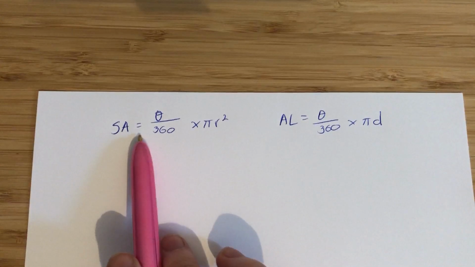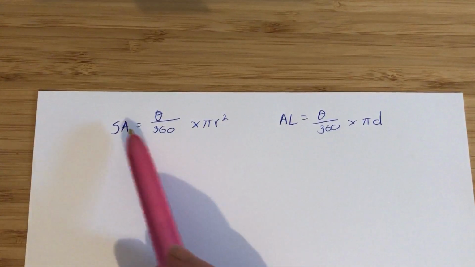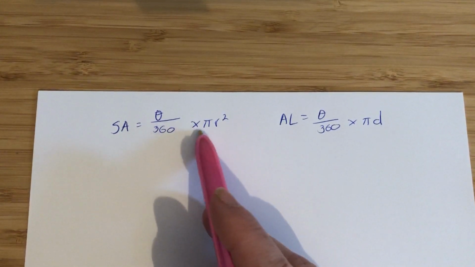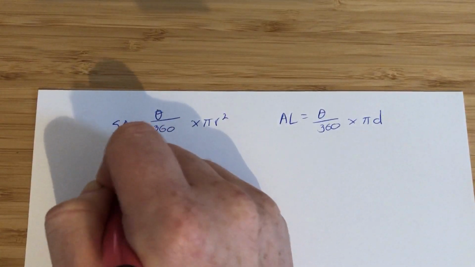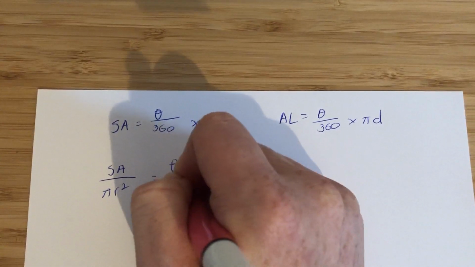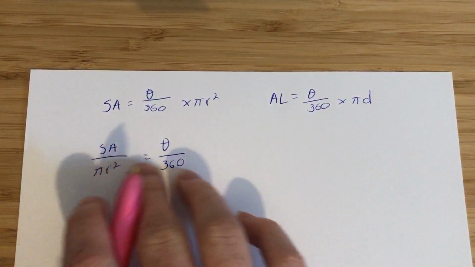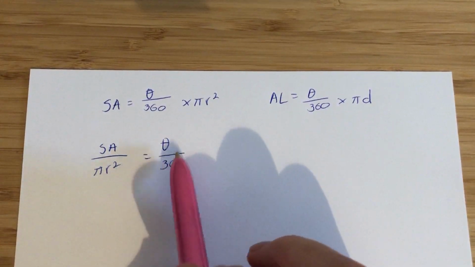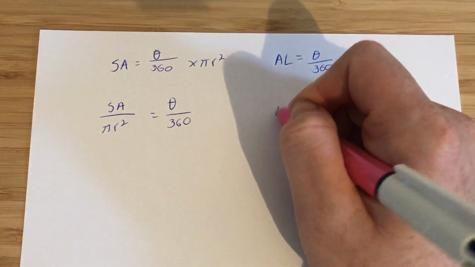So here we've got sector area equals theta over 360 times pi r squared, which we know is our sector area formula. If we were to divide both sides by pi r squared, we'd have sector area over pi r squared equals angle over 360. Now, this is quite a good arrangement of the formula to be able to find other things.